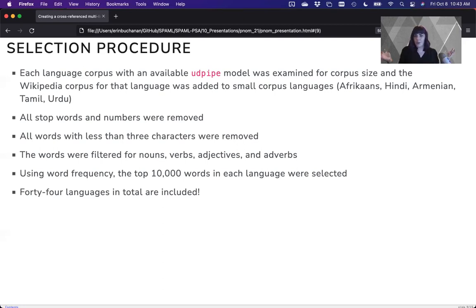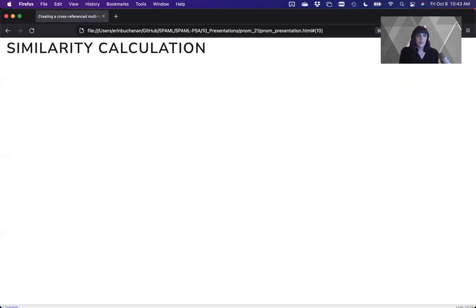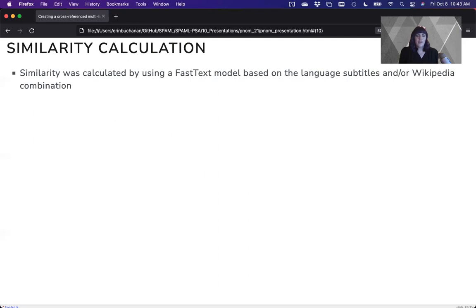Great, now we have all these words. What words should they be paired with? So these are basically our cue words. How do we get the target words? Well, for this, we took fastText models. FastText is very similar to Word2Vec, and it's a type of vector space model that creates a high-dimensional representation of our corpora. Okay?